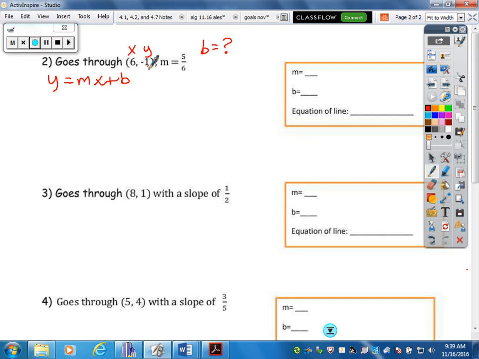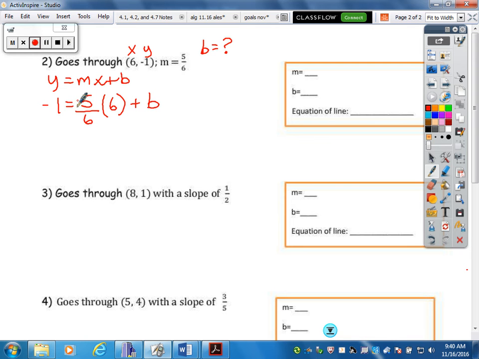So we know y is negative 1. We know m is 5/6. We know x is 6, so I'm going to put that here. It's times 6. And we don't know b, so I'm going to leave it as a variable for now.